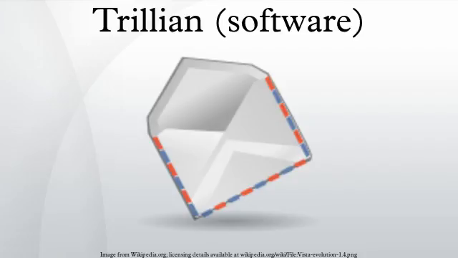A skinning contest was held on DeviantArt in summer, and the winner was selected to design the default skin for the next version of Trillian. Trillian hit 100,000 downloads on August 14, 2001.